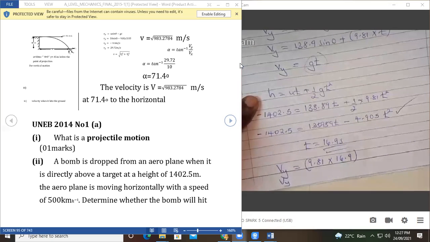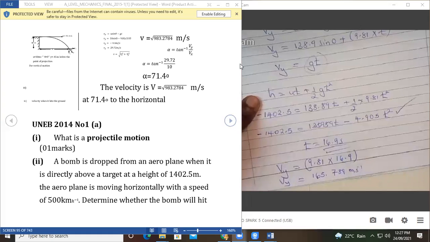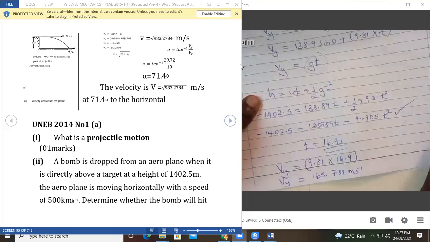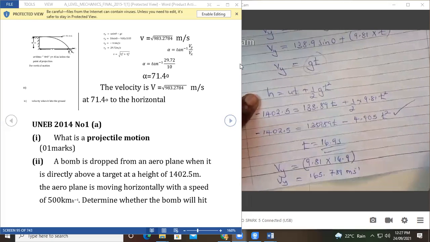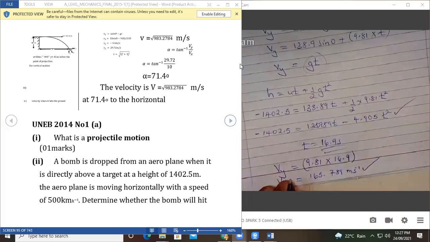What is going to be our Vy? So 9.81 times 16.9. You get 165.789 meters per second. Is it true? So this is the velocity in the y direction, vertically.